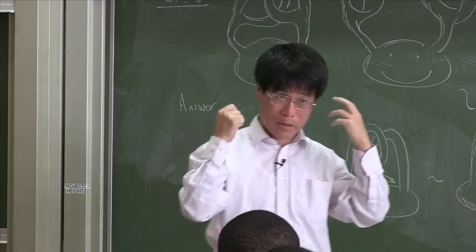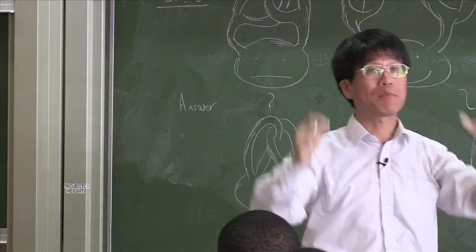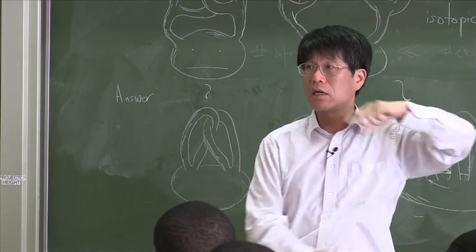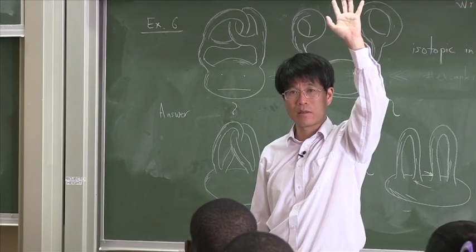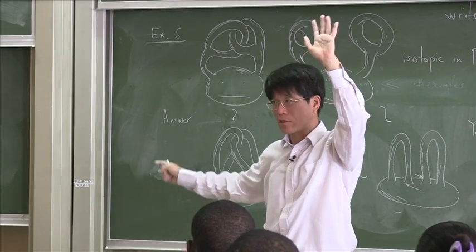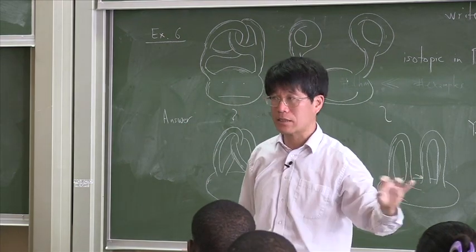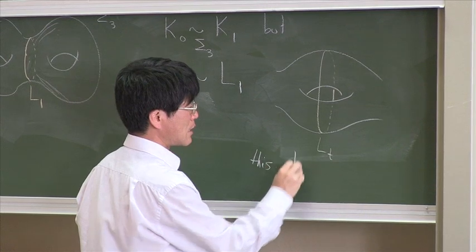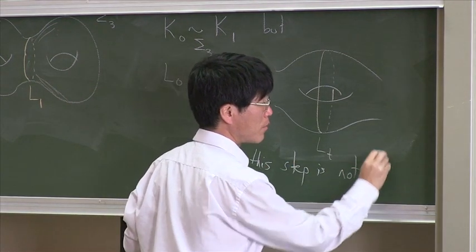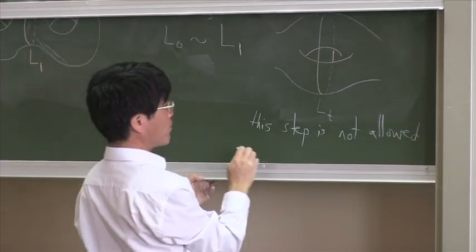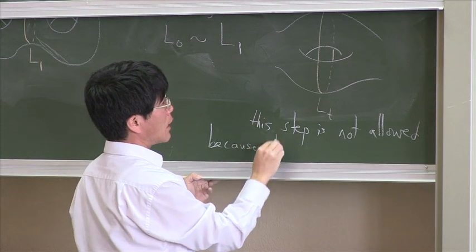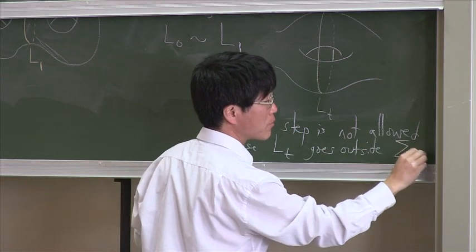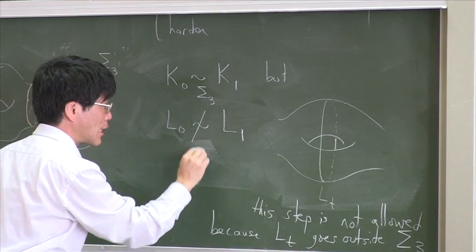So we said that in order to say whether two things are isotopic or not, we have to specify in what ambient space. And here the ambient space, sigma 3, is not large enough to move it over. Who did not understand? Please raise your hands and please be honest. It's a very important point, although it's an easy point. I want to make sure that everyone understands this before we move on. Who did not understand that this step is not allowed? Because L sub t goes partly outside sigma 3. So the answer is that they are not isotopic inside sigma 3.